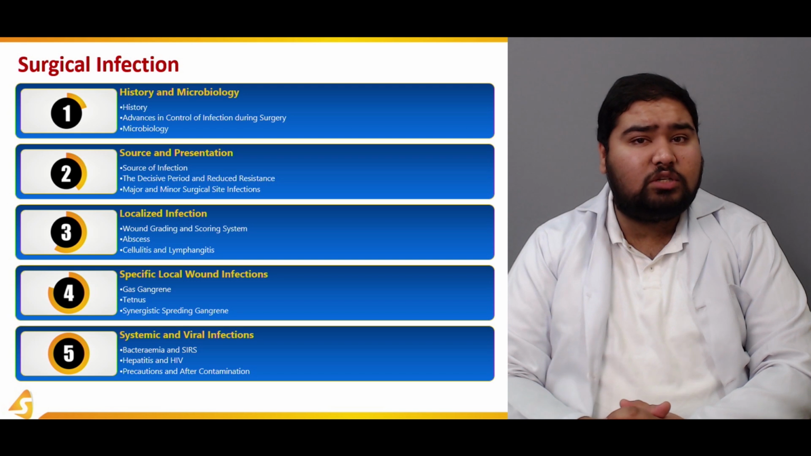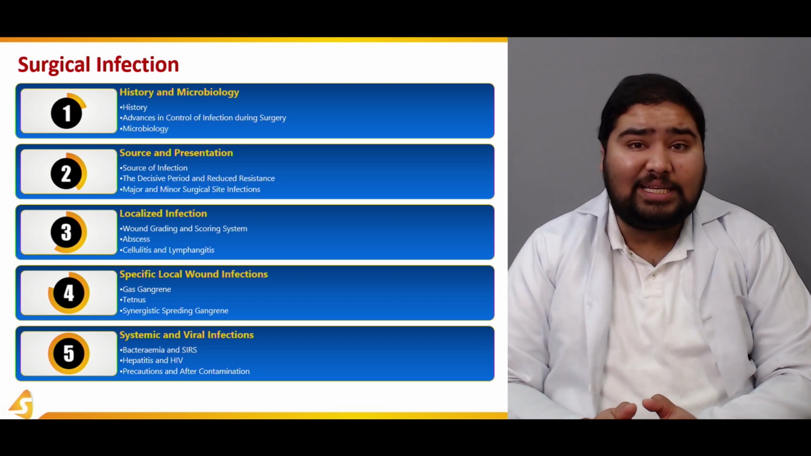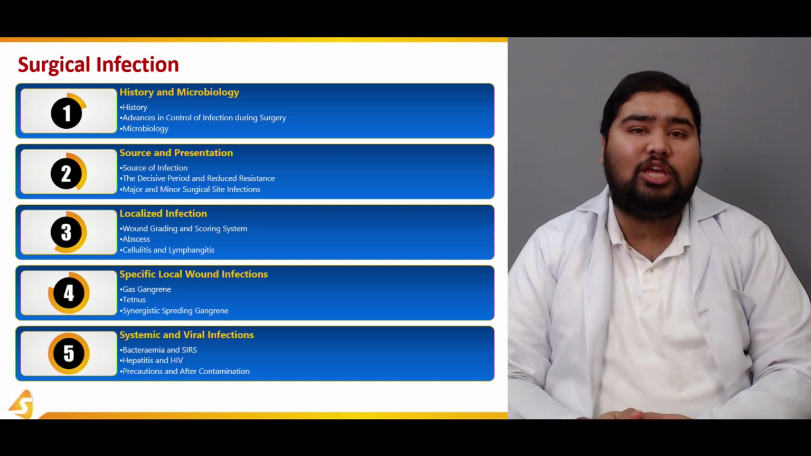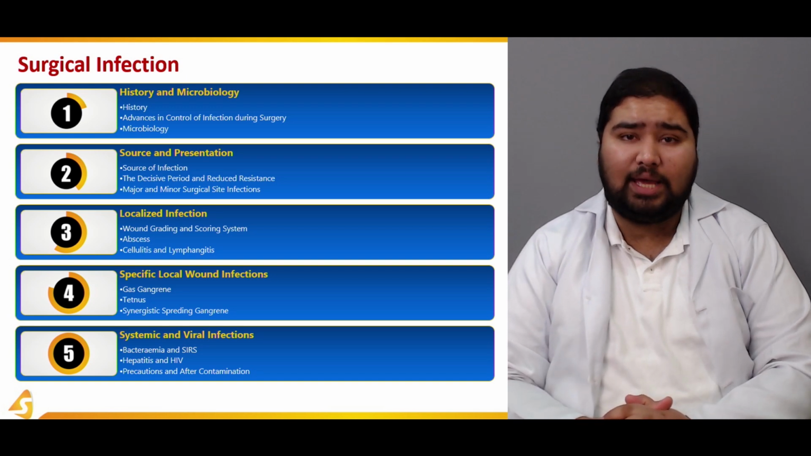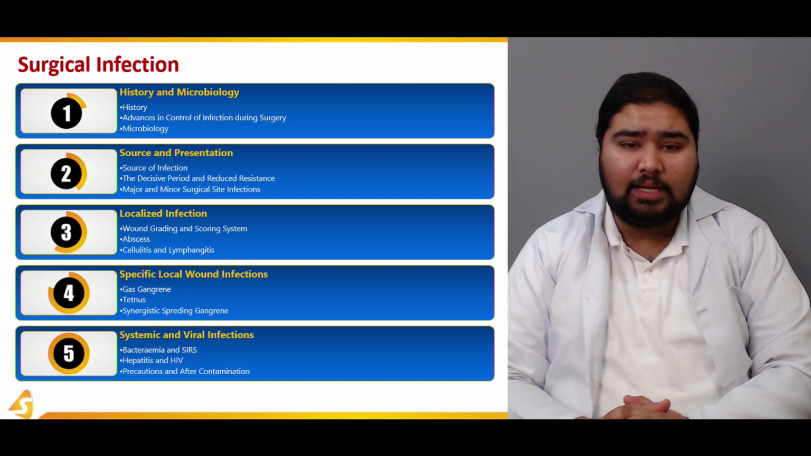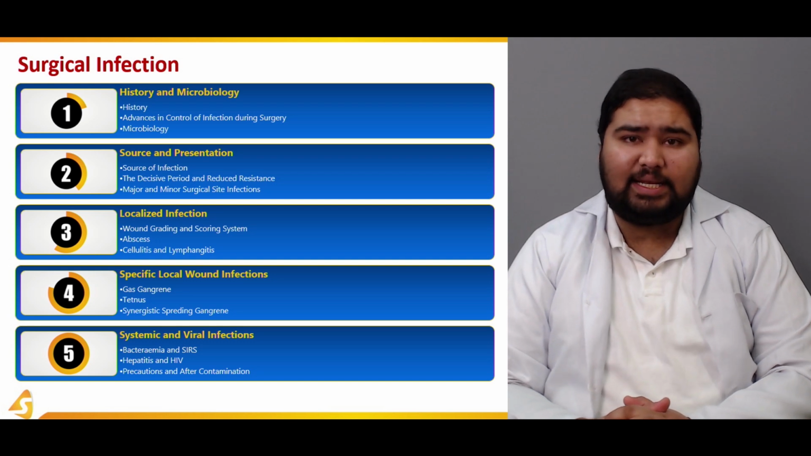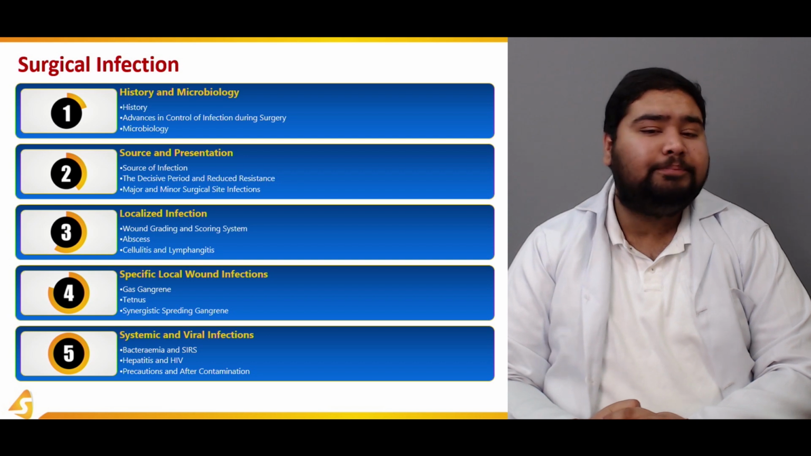In the second section, we'll talk about the sources and presentation of these surgical infections. We'll see what the sources of infection actually are. Then we'll talk about the decisive period and the reduced resistance in the human body. We'll see what the decisive period in itself actually is, and we'll check out the causes for the reduced resistance. Then we'll talk about the major and minor surgical site infections. We'll see the difference between the two and how to manage them.